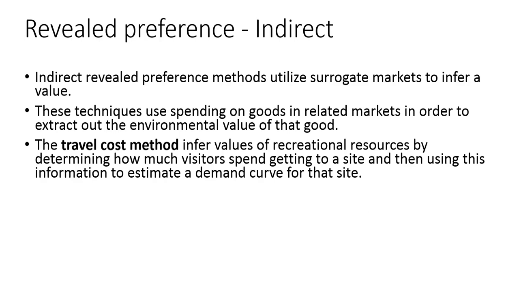Okay, one type of revealed preference approach is the travel cost method. And this is primarily used for outdoor recreational resources. What you do is figure out how much money people spend getting to a recreational site, and then you can use that along with the number of visits that they make to the site to estimate a demand curve.